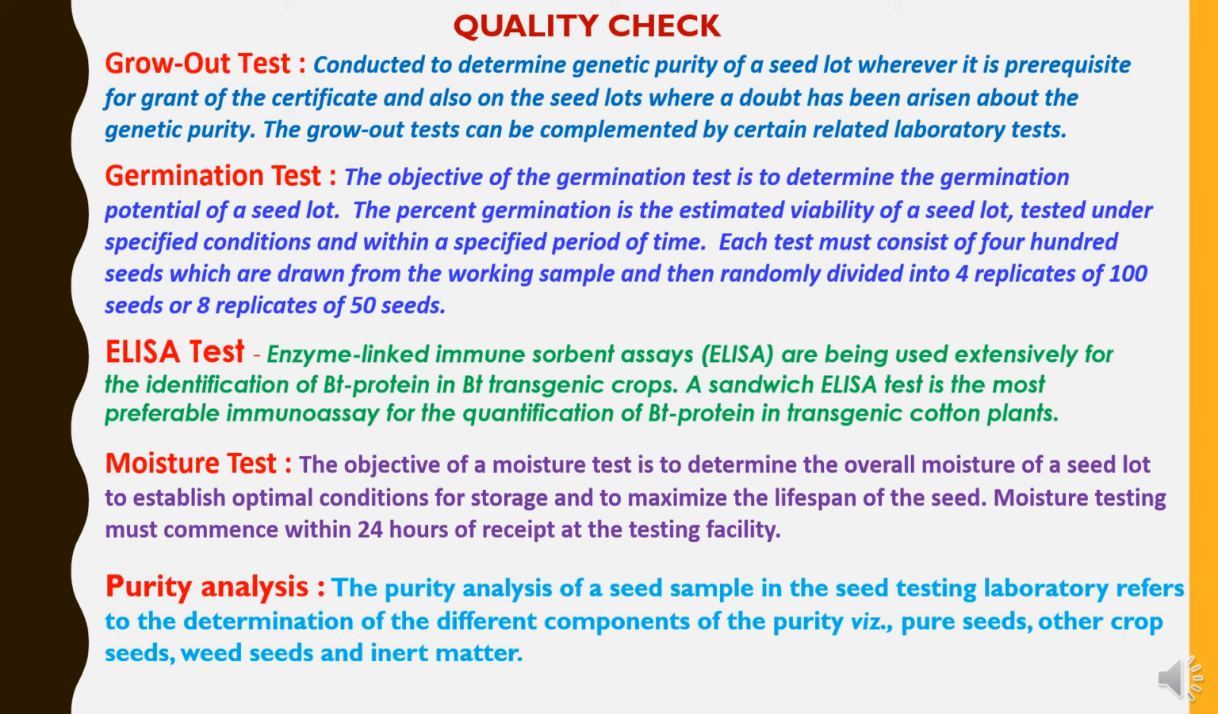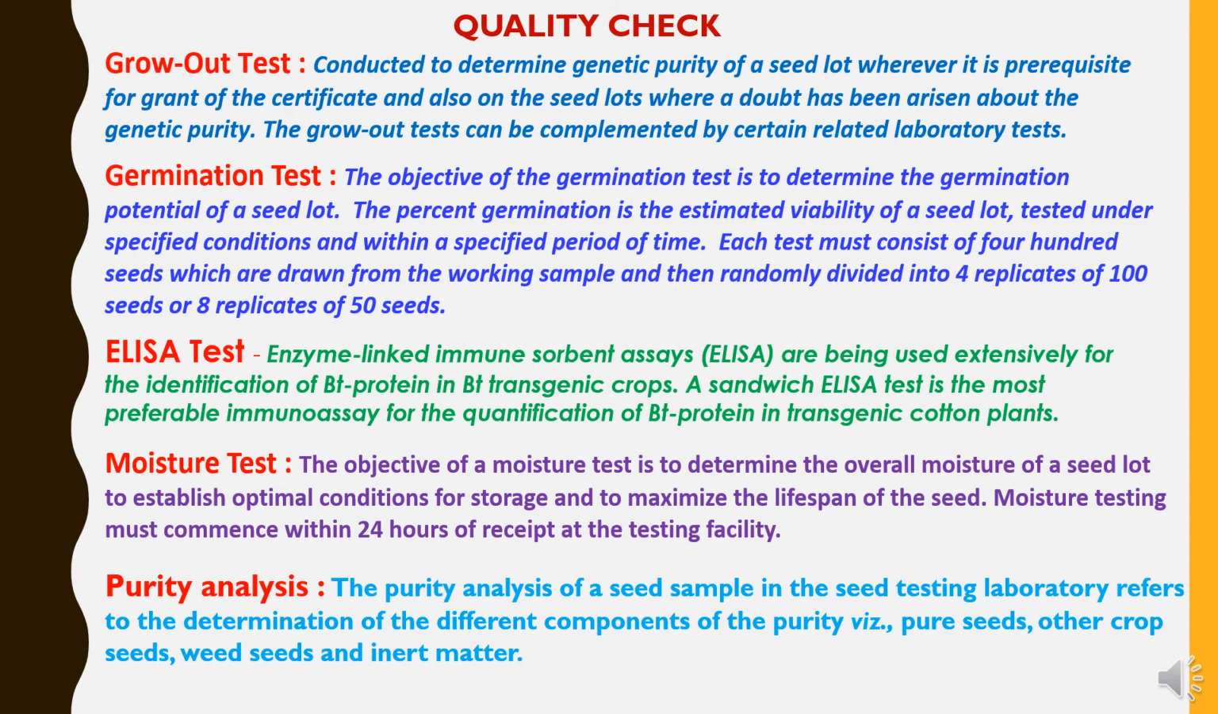The grow out test is conducted to determine the genetic purity of a seed lot wherever it is a prerequisite for grant of a certificate, and also on seed lots where a doubt has arisen about genetic purity. The grow out test can be complemented by certain related laboratory tests also. If the grow out test result is more than 90%, the lot will be accepted. If it is below 90%, the lot will be rejected.